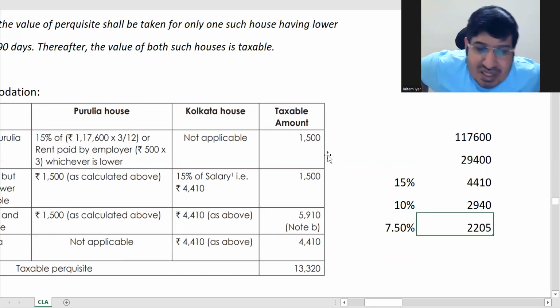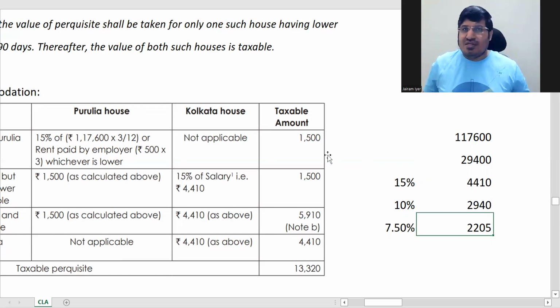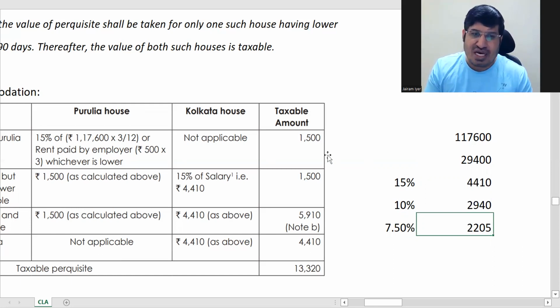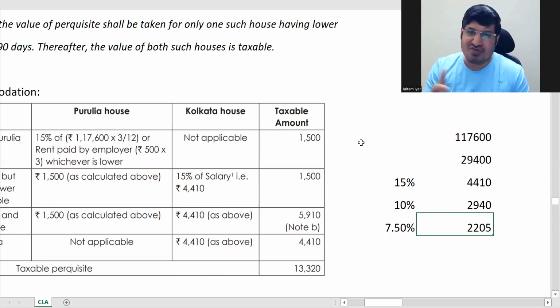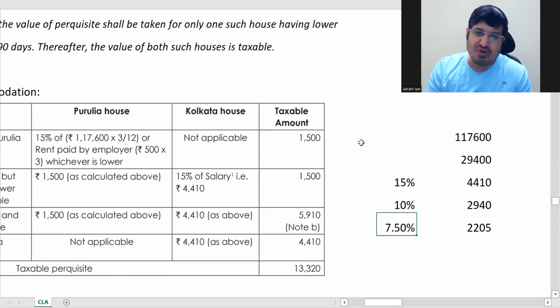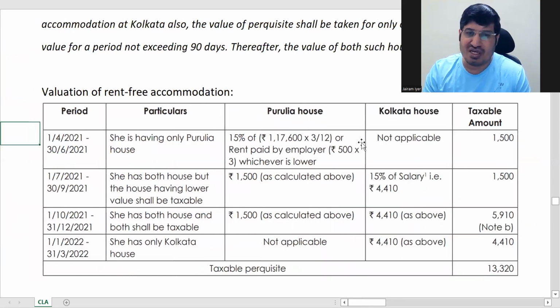I'm just telling you. This is how we can find out that in any case you will have to take 1,500 only. For you, they will definitely give you the population figure. Apart from that, you cannot compute which one you have to use. So this is how you got 1,500.